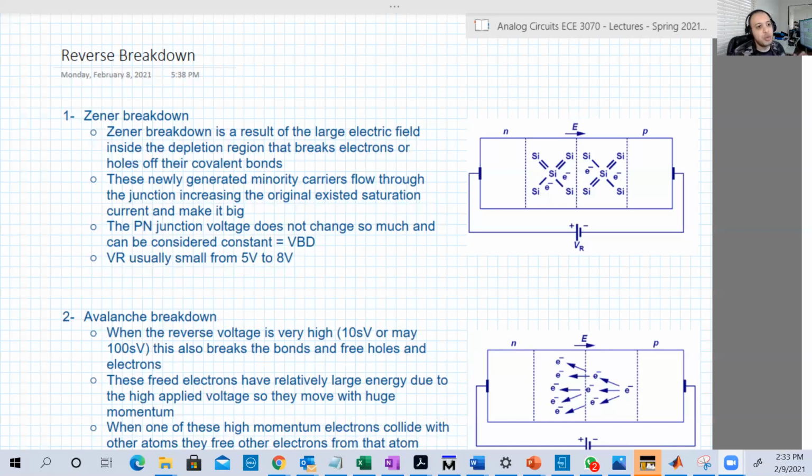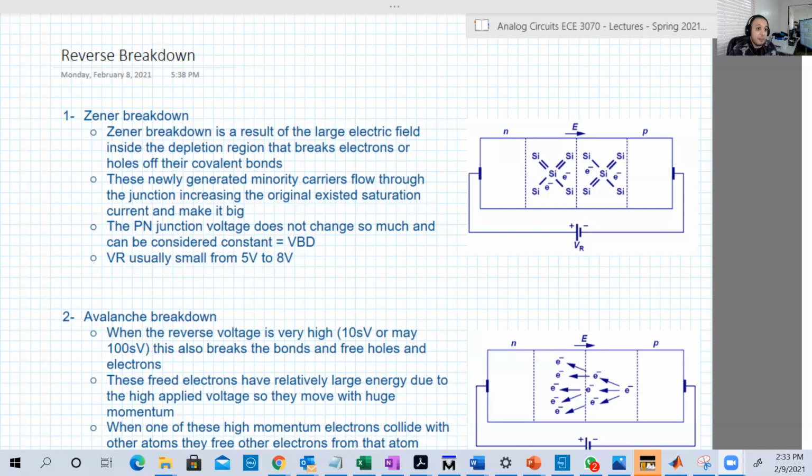This minority carrier motion, we learned, moves basically across the junction. So the electrons in the P-type region go and cross the junction to the N-type region because they are attracted to the positive terminal of the battery, and the holes in the N-type region go and cross the junction to the P-type region because they are attracted to the negative terminal of the battery. This will create a very small current, which is I_S.